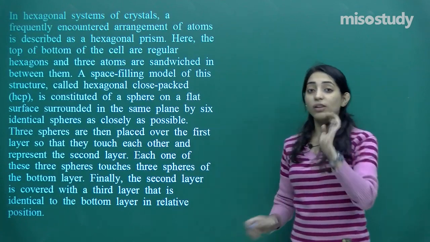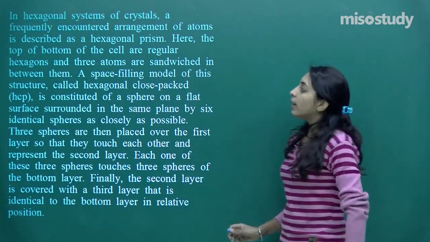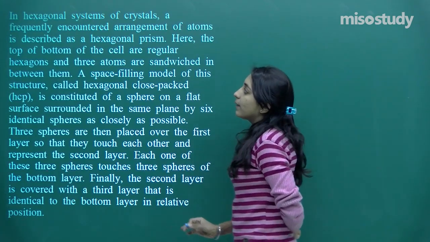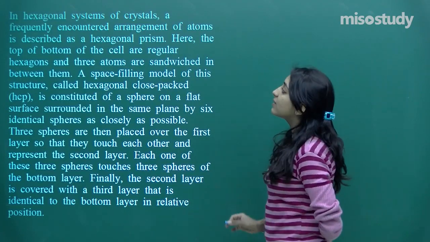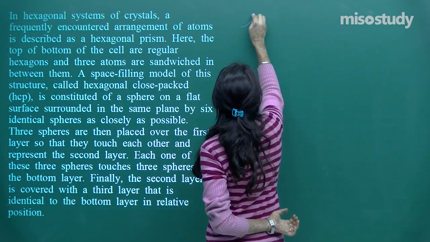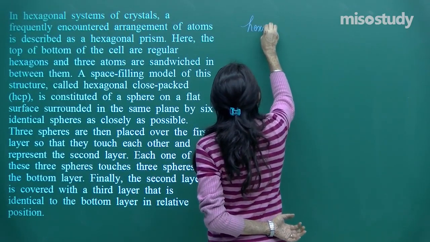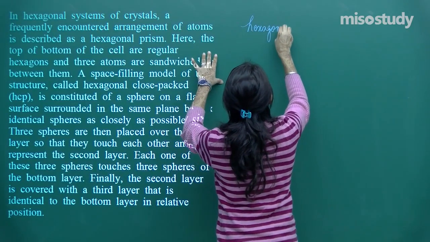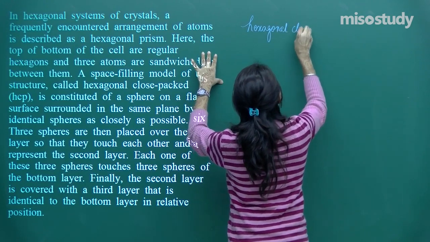Let me start by reading out the passage for you. The passage says that in hexagonal systems of a crystal, that means I am talking about hexagonal close packing.